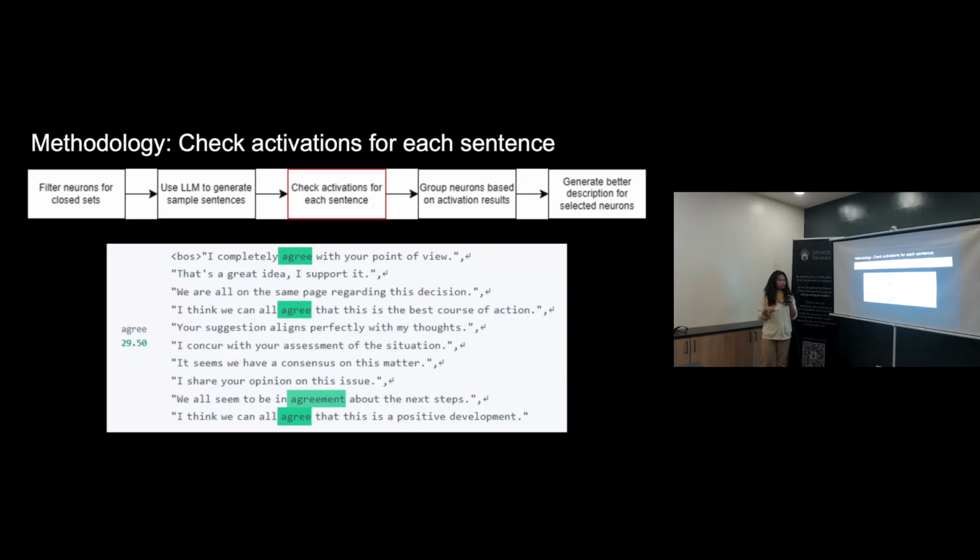After that, we check for the activations of each sentence. And here's the example that we saw earlier. From here, you can see that some sentences don't activate, which is very interesting, and that I'll be touching on later. You can see that the words agree have strong activations. So that tells us something about what the feature is supposed to be representing.